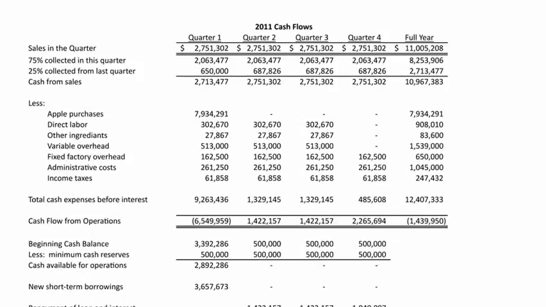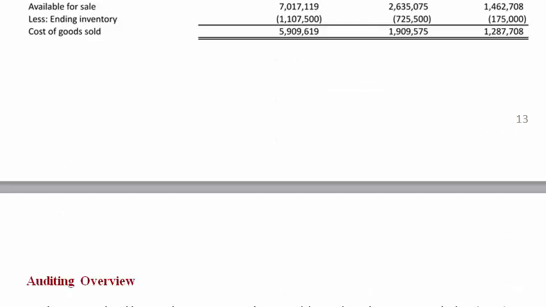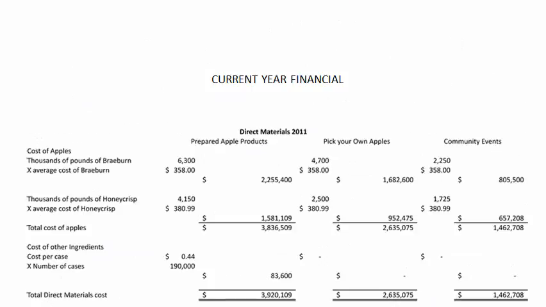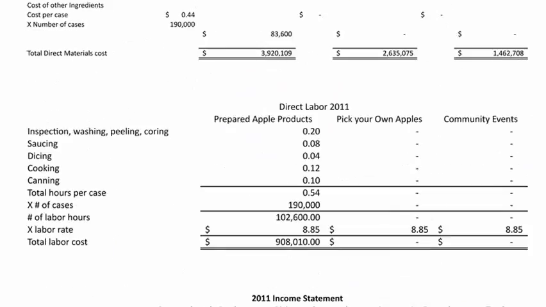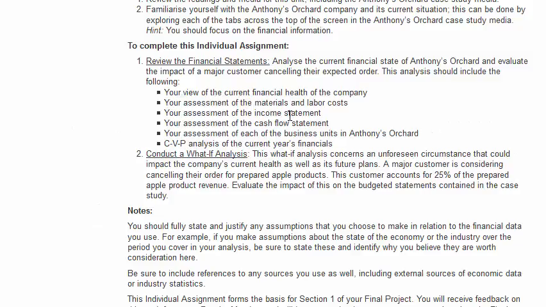You can also see 2011 cash flows, cost of goods sold. Okay, so these are the current year financials, which are a bit detailed and also useful for your study. Now let us look at the requirements. What are the requirements of the individual assignment for Unit 2? Basically, you have two requirements.